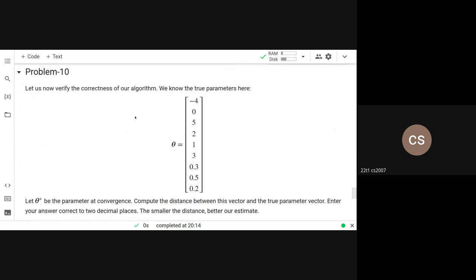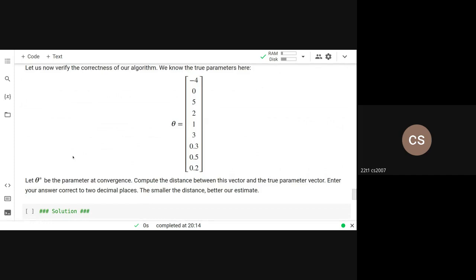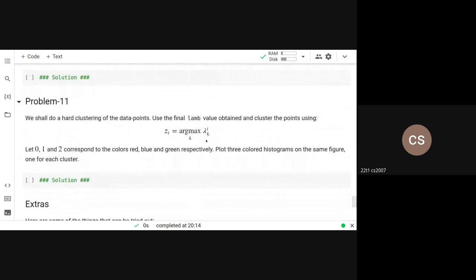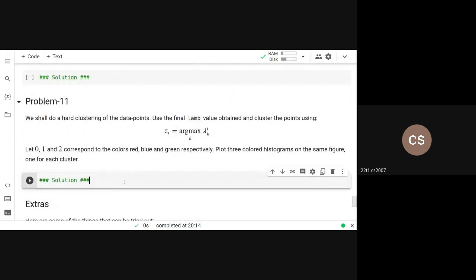Problem 10 is nothing but, so these are the true parameters. See how close our estimates are to them. So it's just computation of the norm. I'm leaving this as an exercise. I think we'll be able to do this. Last part, with this we'll end.